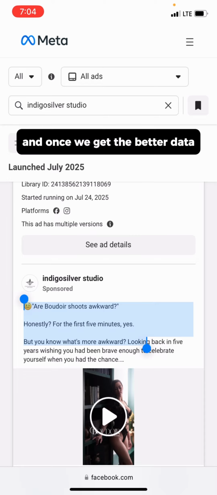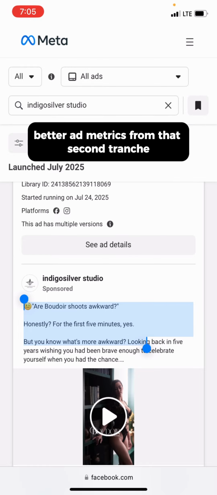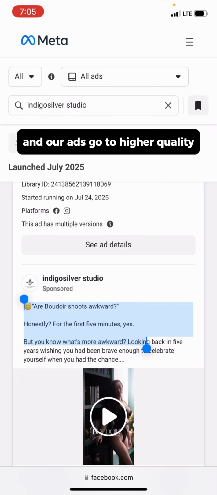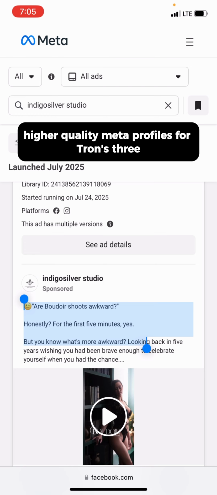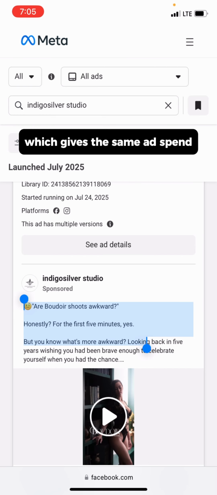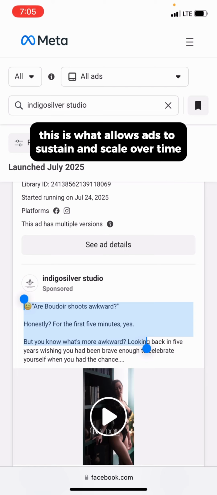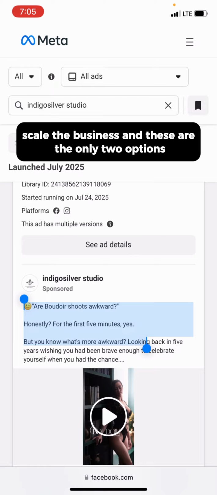And once we get better data, better results, better ad metrics from that second tranche 2 women, that feeds back into the meta ad algorithm again. And our ads go to higher quality meta profiles for tranche 3, which gives this same ad spend even better results. And so this is what allows ads to sustain and scale over time. So same ad spend, better and better and better results over time, scale the business.